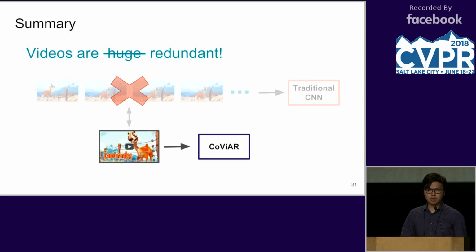So in summary, videos are very redundant. So we propose to train directly on the compressed videos. And we show that it's not just faster, but also leads to a better accuracy.